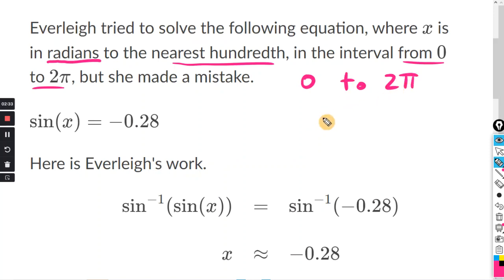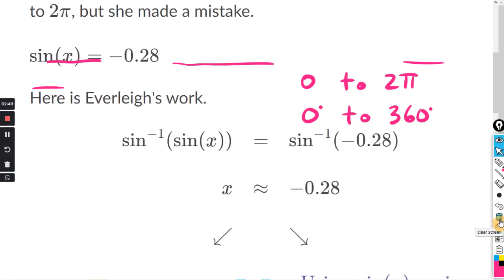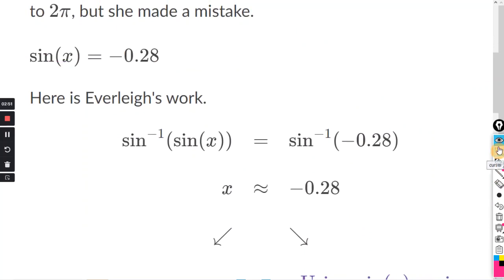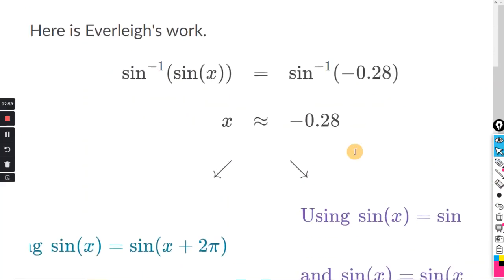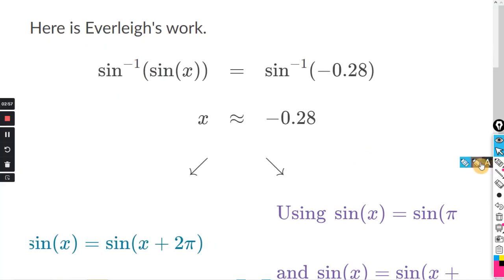But I would rather convert this 2 pi. So I'm going to say that the interval is from 0 to 360 degrees. All right. So that's going to be the interval. And let's see. So I do these myself and see where my answer doesn't match the person's answer.